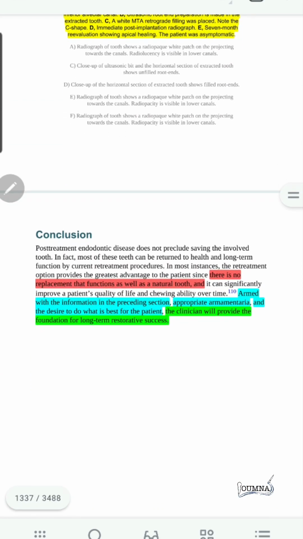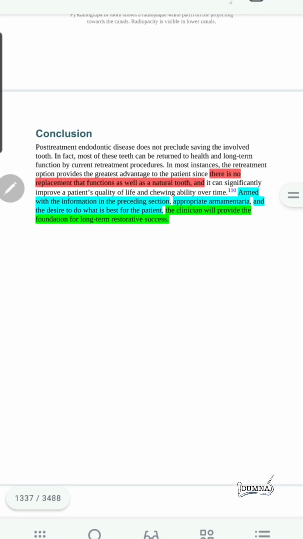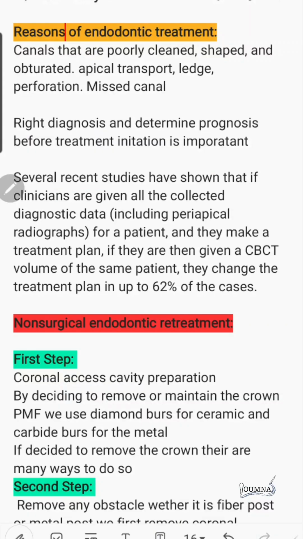In conclusion, there is no replacement that functions as well as natural teeth. This is a fact. Armed with the information in the preceding section, appropriate armamentarium, and the desire to do what is best for the patient, the clinician will provide the foundation for long-term restorative success.